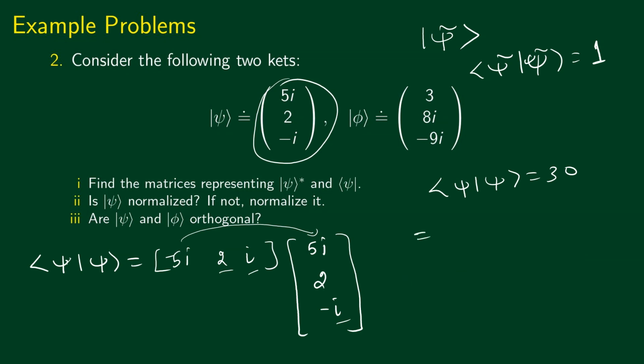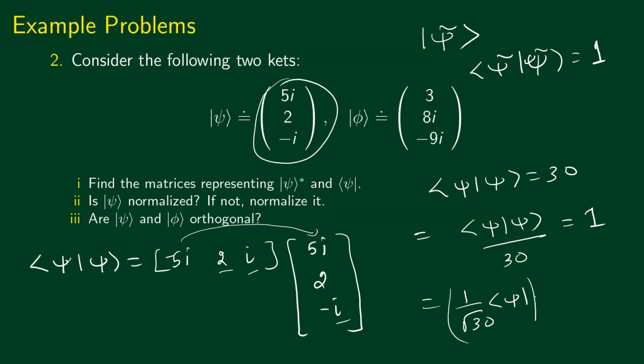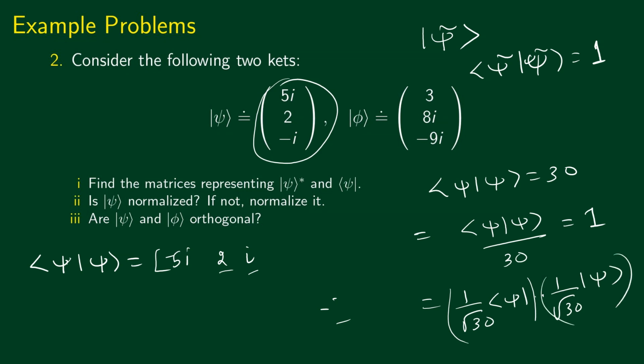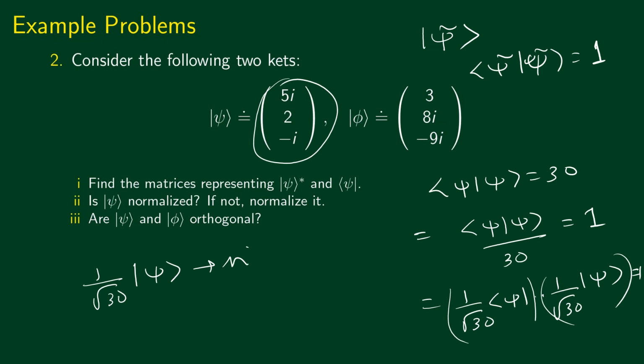Let's look at this. If I take bra psi ket psi divided by 30, this is equal to 1. Now I can write this as 1 divided by square root of 30 bra psi, multiplied by 1 divided by square root of 30 ket psi. This is equal to 1, so 1 by square root of 30 multiplied by ket psi is normalized.